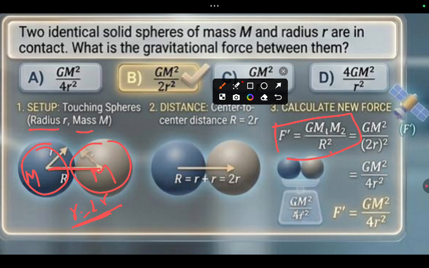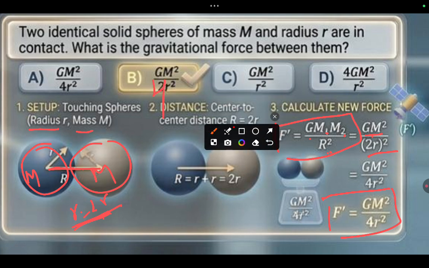They are identical masses, so this is m, this is m. That is G m square by (2r) square. So the new force will be 1 by 4th of the original force. Is it right? Yes or no? So that is 1 by 4th. Clear? So your answer is option A.